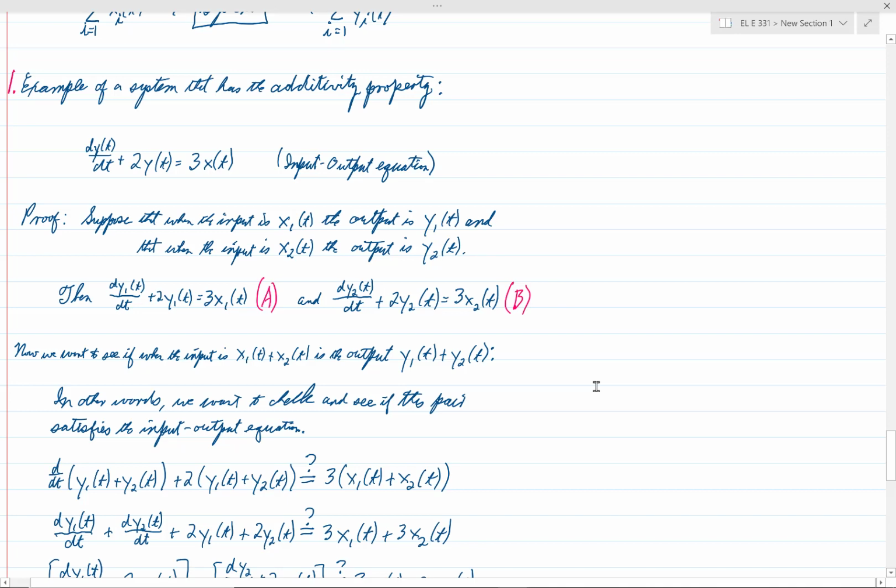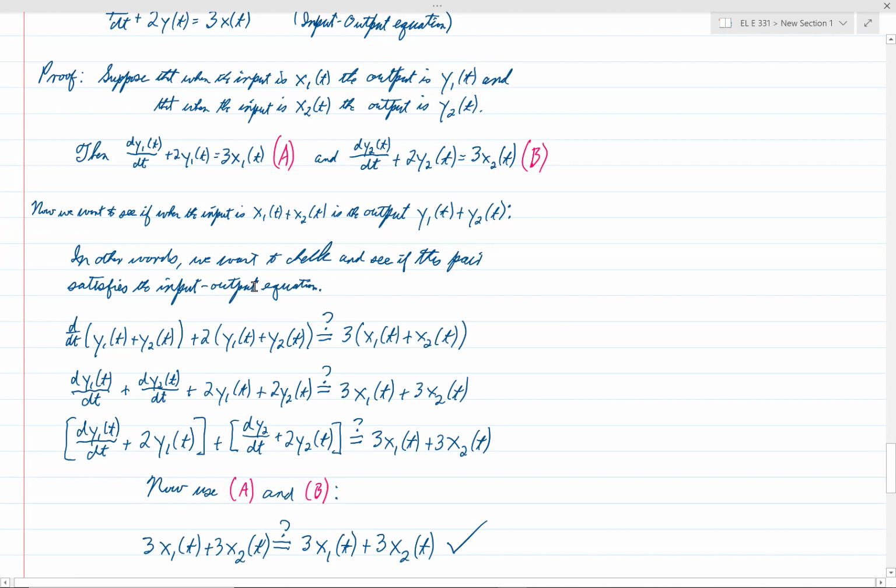And now to check and see if this system satisfies the additivity property, what we do is we substitute in y1 plus y2 everywhere we have y, and x1 plus x2 everywhere we have x, and see if that also gives us a truthful equation. So let's see how this goes. Again, we'll plug in y1 plus y2 for y, x1 plus x2 for x, and when we do that, we get this equation right here. And as usual, I don't know if it's true or not, so I'm writing equal with a question mark.